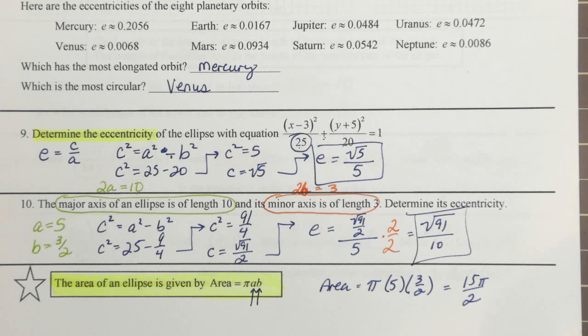Alrighty? Okie doke. That's it for ellipses.